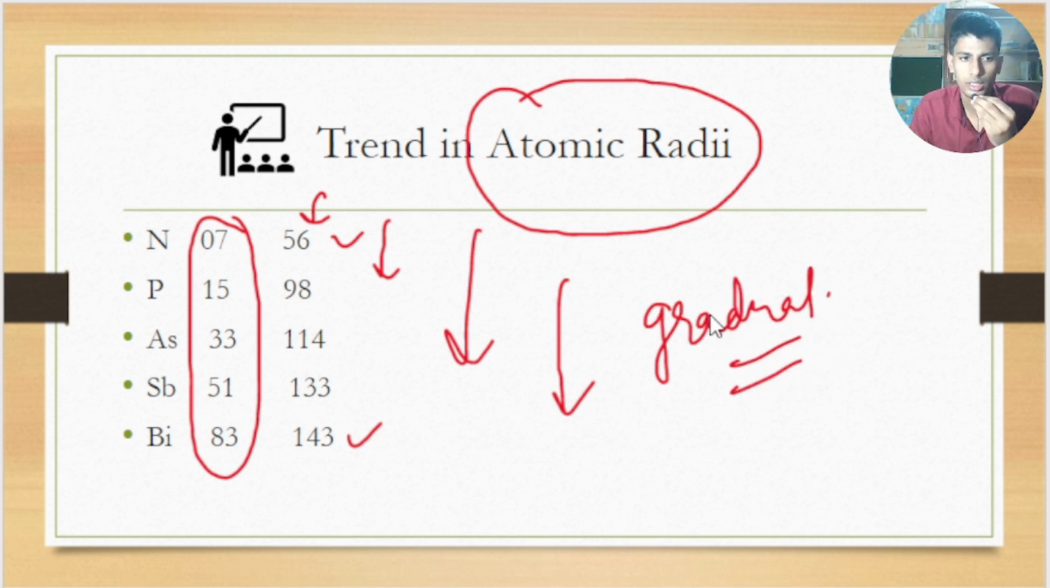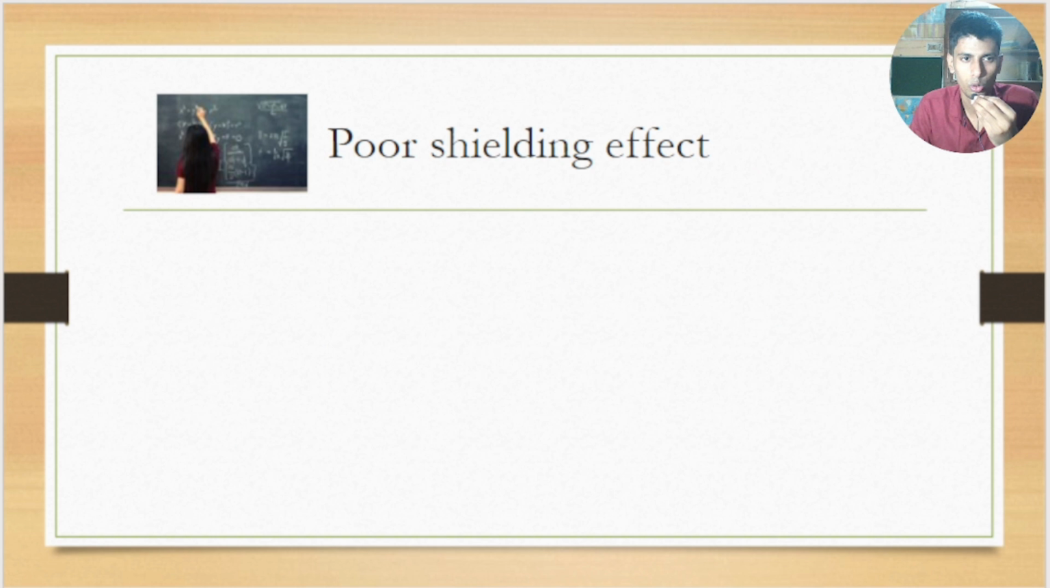But the question is, why does the increase become gradual? The answer is, the increase becomes gradual due to the poor shielding effect shown by d and f orbital electrons. So let's study what the poor shielding effect is and how d and f orbital electrons show it. For example, let's take a nucleus. I am taking a rough example.